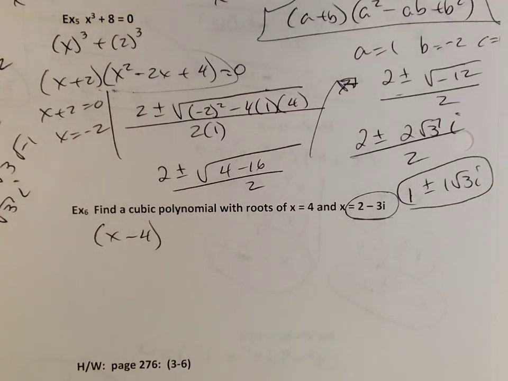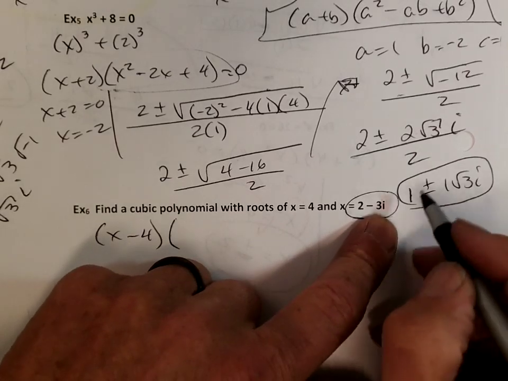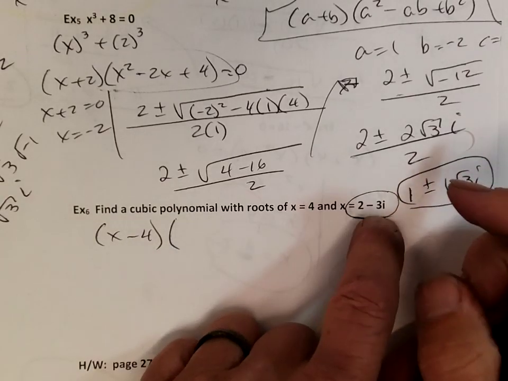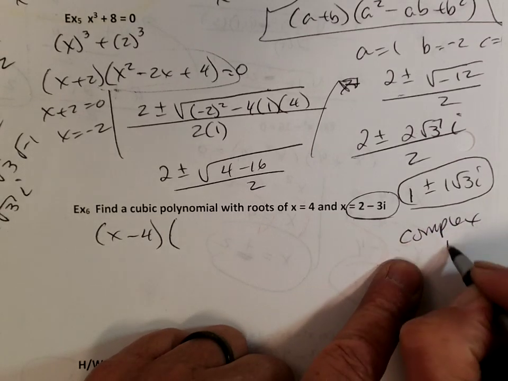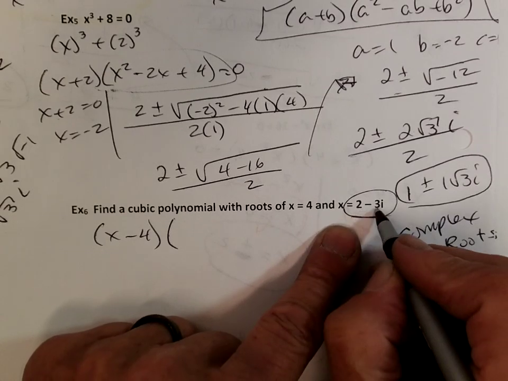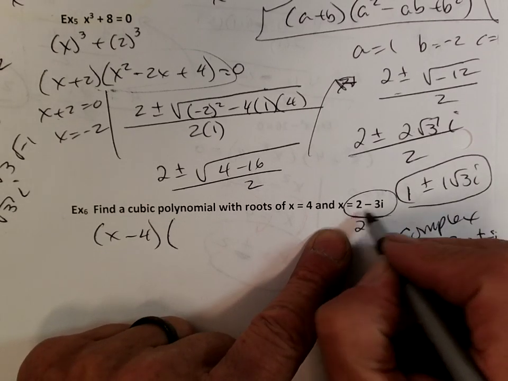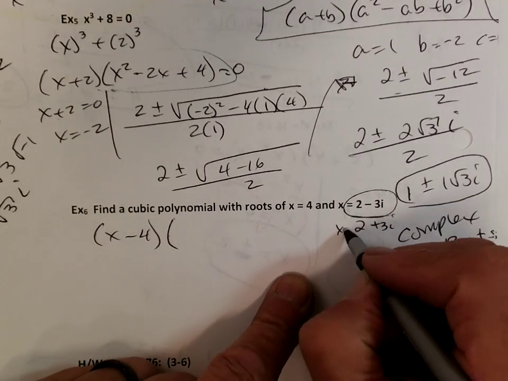Here we go. So what is the trick? The trick is this. It only works with complex roots. My roots are 2 plus 3i and 2 minus 3i, right? Those are both my answers, correct? Then there's a cool little formula.